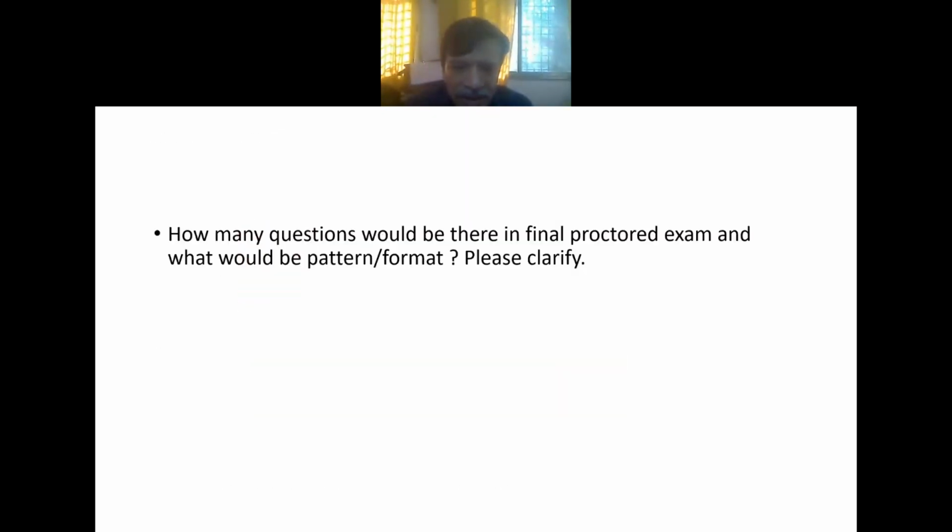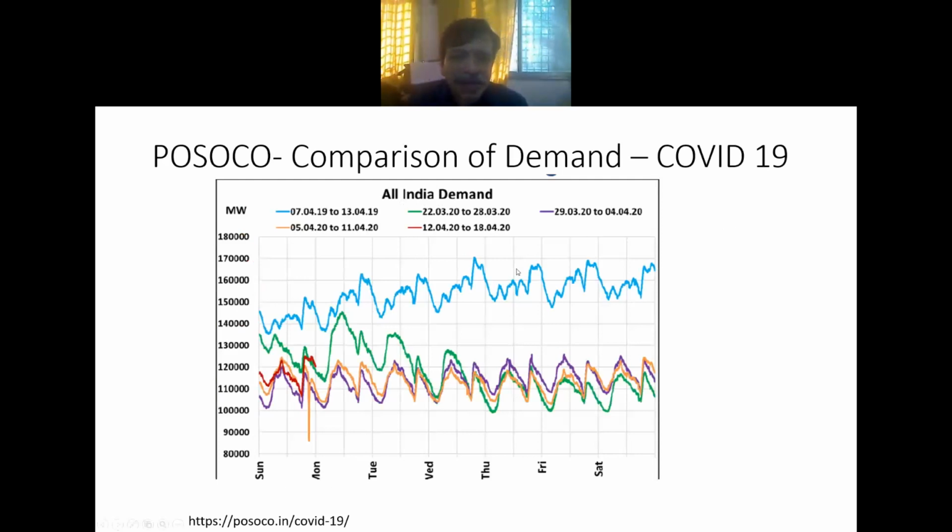So if you see the energy demand, you can look at this from the POSOCO website. Can you see this plot? This shows the comparison of the all India demand. The data which you see here is the all India demand for 2020, and this is the 2019 number. So you can very clearly see that there is a significant drop in the demand. And of course, this is because of the lockdown.